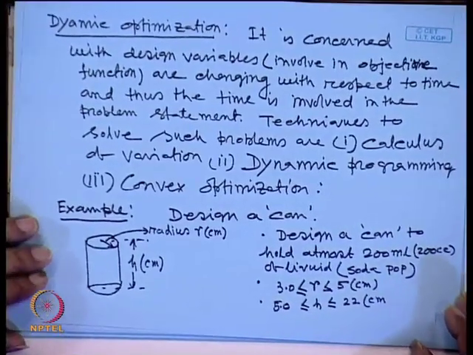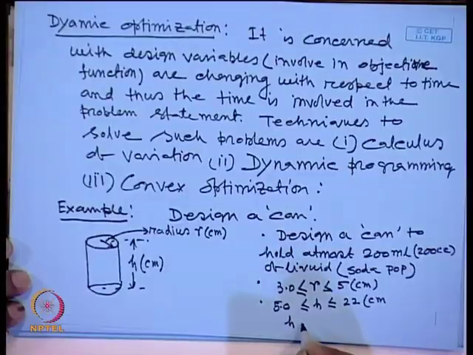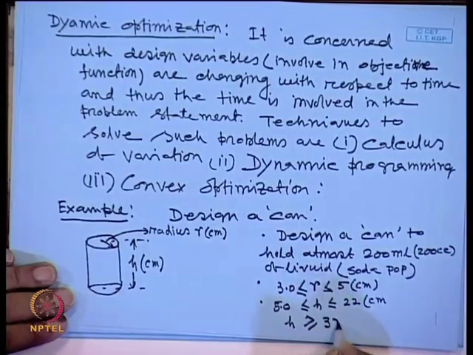But for aesthetic reasons, so that we can comfortably hold the can, there is another constraint imposed in the design. That constraint is: the height of the cylinder is greater than or equal to 3r.